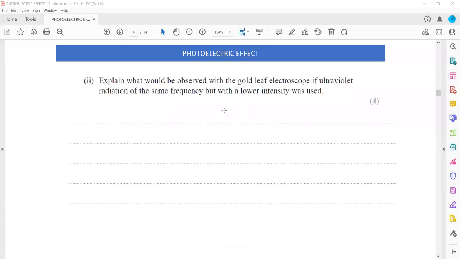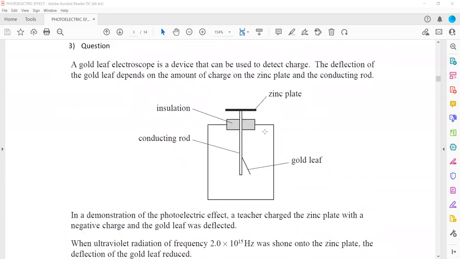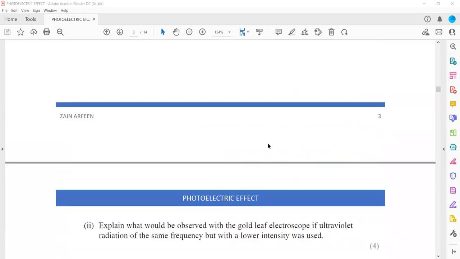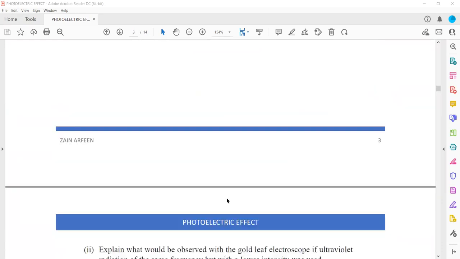The second part: explain what would be observed with a gold leaf electroscope if the ultraviolet radiation with the same frequency but lower intensity is used. Like we are using the same ultraviolet light, same frequency, same energy, but low intensity.